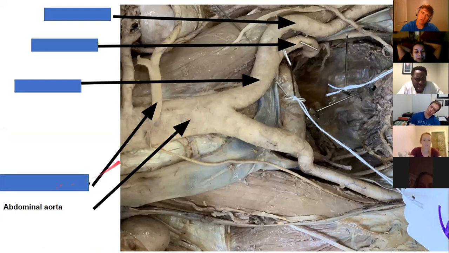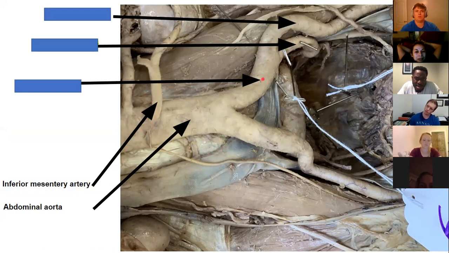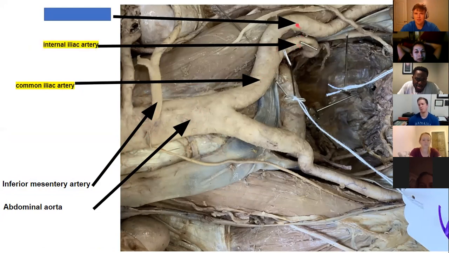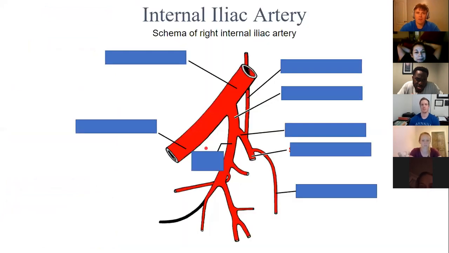I think the first one is the IMA. Yeah. IMA. Internal. Common. Oh, common iliac, sorry. And then internal. Then external. Oh, all right. That one's going to be the external. Common. Yeah. And then common.